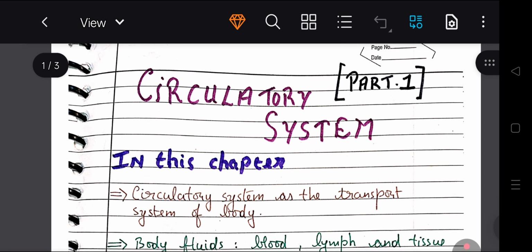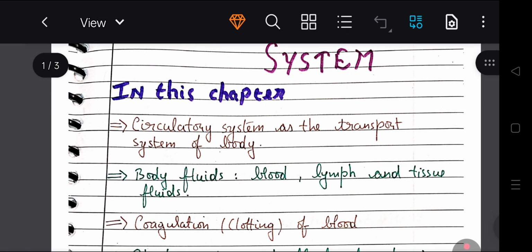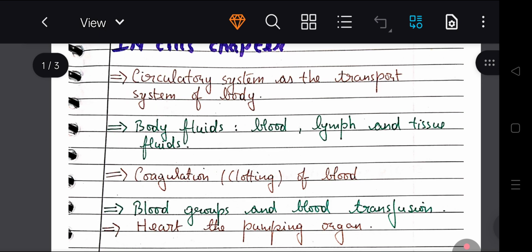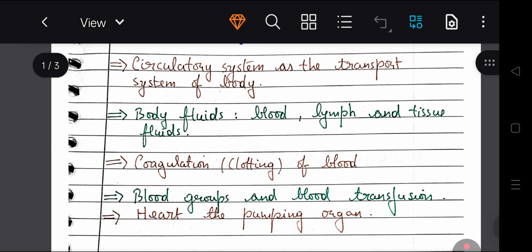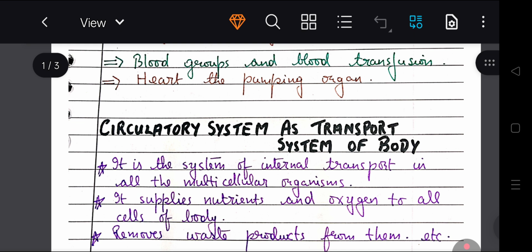Today we shall study circulatory system, part 1. This is part 1 of the lesson circulatory system. In this chapter, we will study the circulatory system as the transport system of the body fluids, that is the blood, lymph and tissue fluids, coagulation, blood groups, blood transfusion, and the heart as the pumping organ. So the first topic we are going to study is the circulatory system as the transport system of the body.